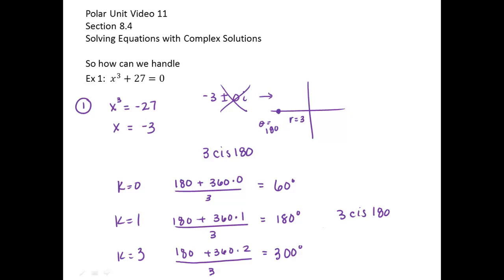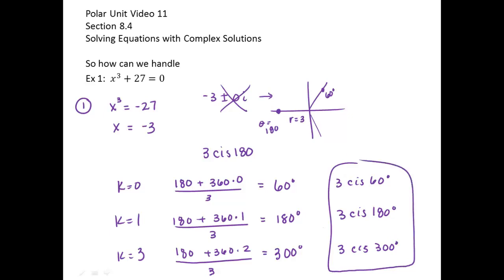And then the two imaginary ones, because if I'm on a 60-degree angle, I have to involve imaginary and real, not just real. That would give me 3 cis 60. And then this one over here at 300 degrees would give me 3 cis 300. So these are my three solutions to x cubed plus 27.